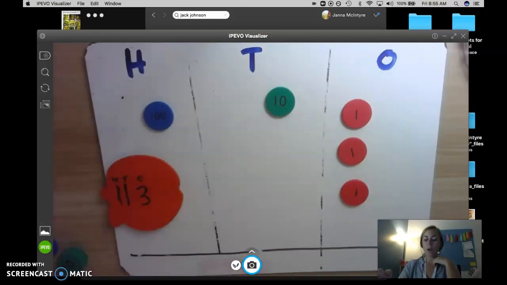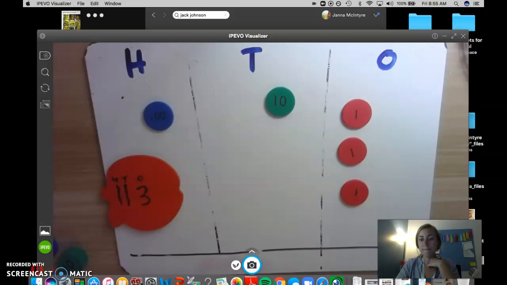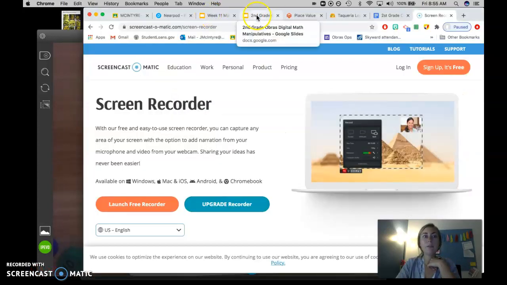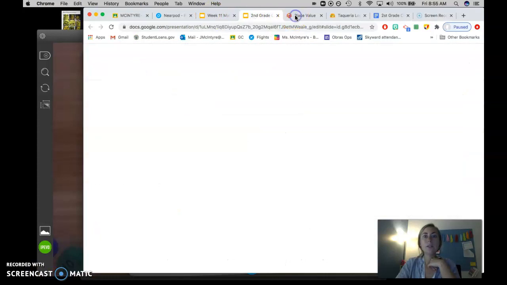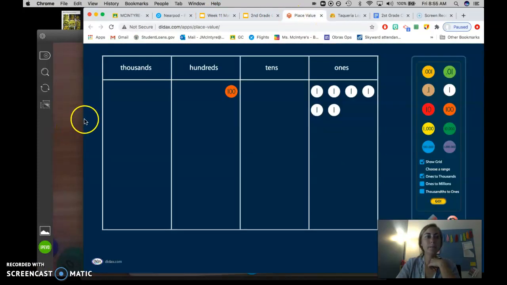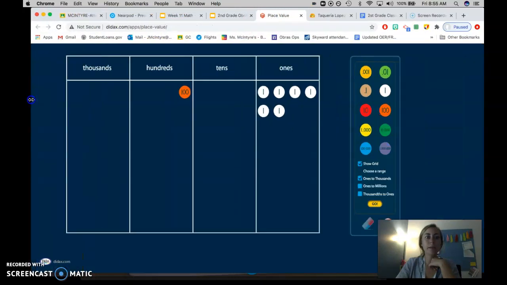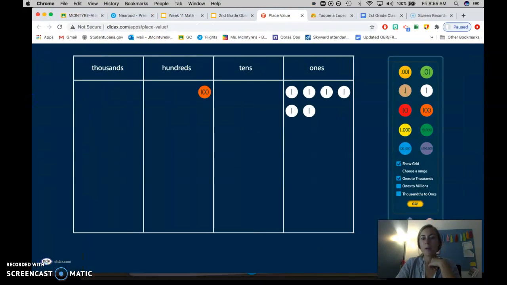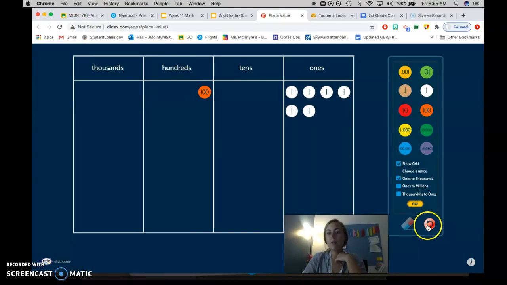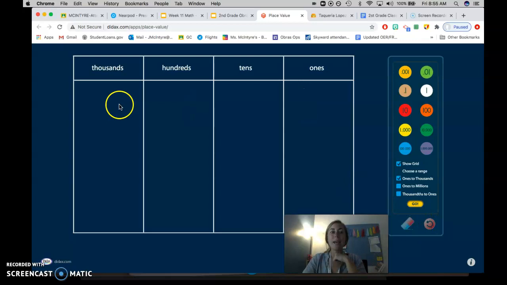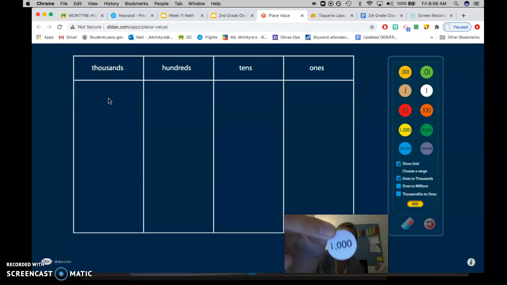Now I want you to watch as I do it on the computer. Let me pull it up real quickly for you. Here it is. Okay. So to use this tool, which you're going to use in a little bit, there's this button right here, which means to take them all back and start over. So I have a clean slate. And you also see the thousands place right here. My thousands look like this.